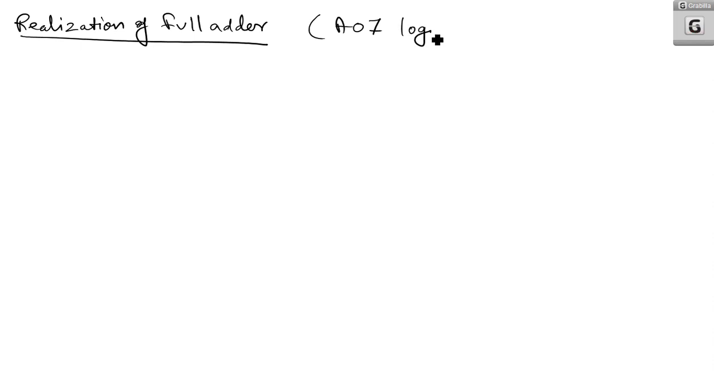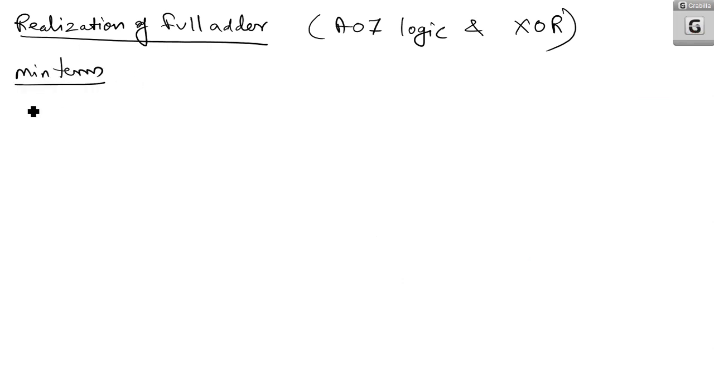Realization of full adder. Okay. So here I will go with AOI logic, and going with XOR. AOI means you are allowed to use only AND, OR and NOT gates. So take the minterm expression for sum and carry.